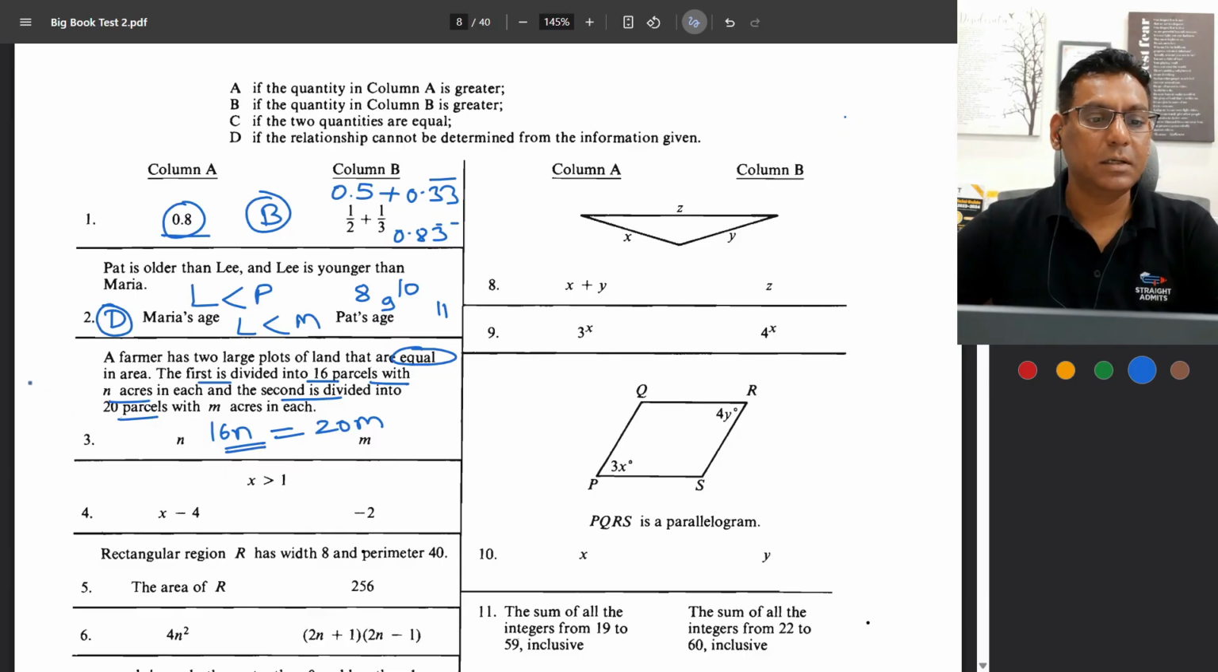Because let's say 2n is equal to 3m. If you solve this using some random numbers that will fit this equation, we can say n is equal to 3, m is equal to 2, right? So m is always going to be the smaller number. So here the answer is A.